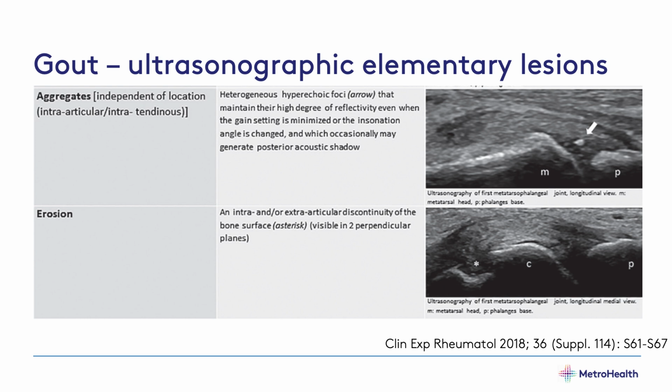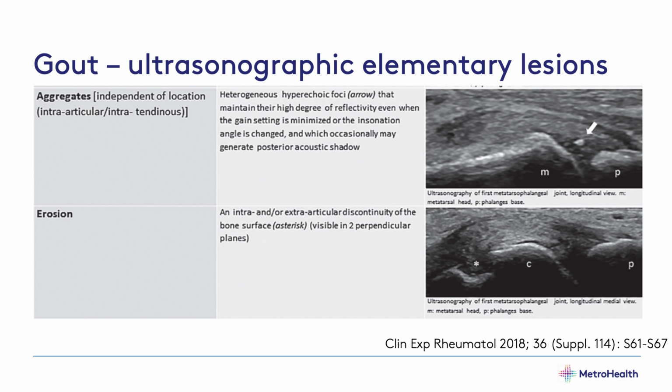You can also have so-called aggregates. And here, these are heterogeneous hyperechoic collections that we think are uric acid crystals that bounce sound beams back quite strongly, so they're hyperechoic. Even if we lower the intensity of the ultrasound, it may still persist as strongly as the bone, and that would be considered a hyperechoic aggregate.